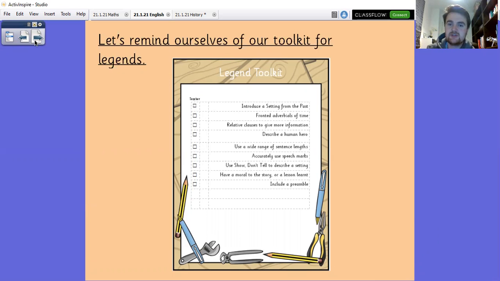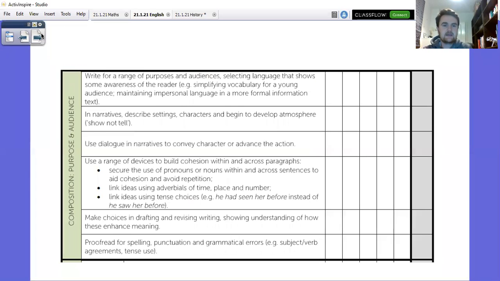Describe a human hero, which you will have already done. Use a wide range of sentence lengths. They're a really good way of building up tension, especially when a problem, if you've got sort of 3 short sentences in a row, that can be a really, really effective way of building up tension. Accurately using speech marks, using show, don't tell to describe a setting. If your problem happens in a new setting, then you might want to, at the start of it, write another short setting description describing the new place. The moral we'll talk about tomorrow, and the preamble you've already had a go at.